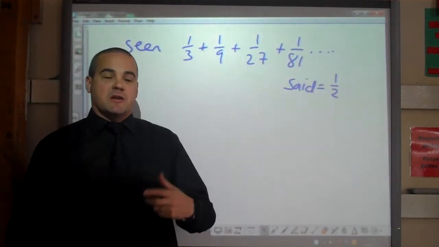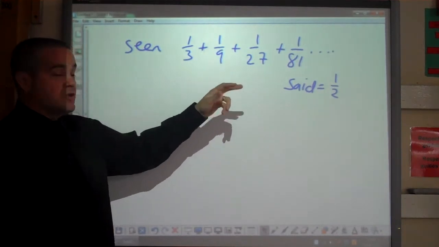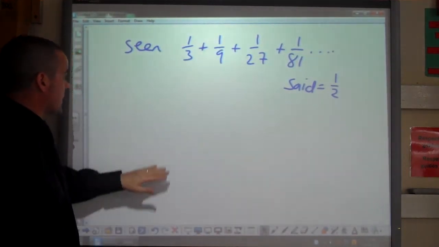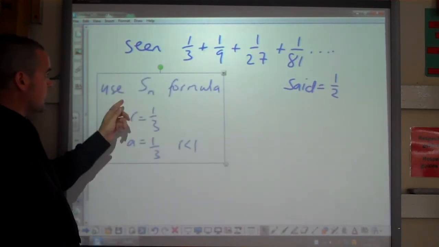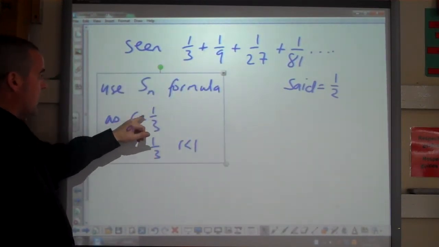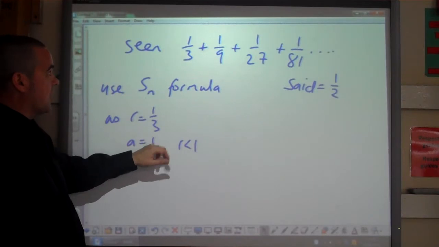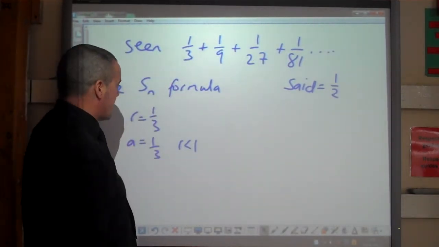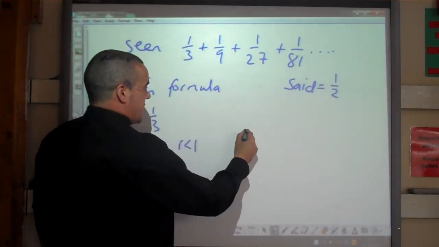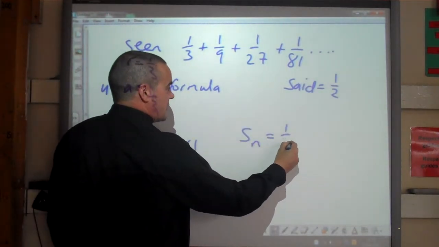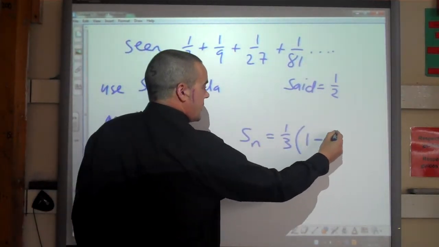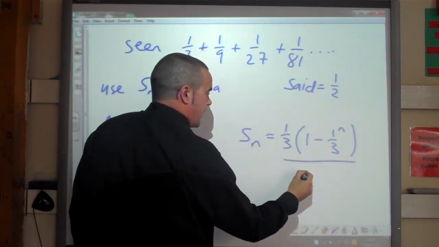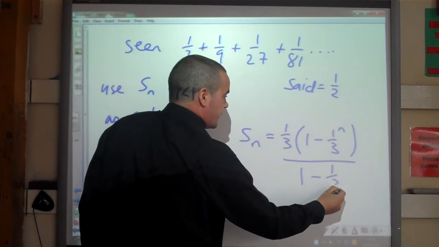and I've said it's equal to a half. Okay, now you can use the summation formula to find this. So here we can use the sum formula. r equals a third, a equals a half. Okay, a is the first number, and we multiply it by a third each time. So I can use the formula: Sn equals a half times 1 minus a third to the n, divided by 1 minus a third.